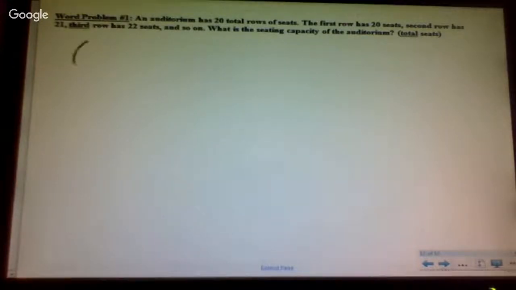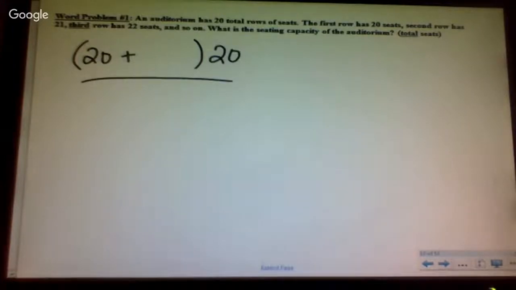So, my first row has how many seats? 20. Plus, my last row has how many seats? Do we know this? No, that's something we're going to have to solve for. How many total rows do I have? 20. Okay, divided by 2. So I need to find out how many seats are in my last row.